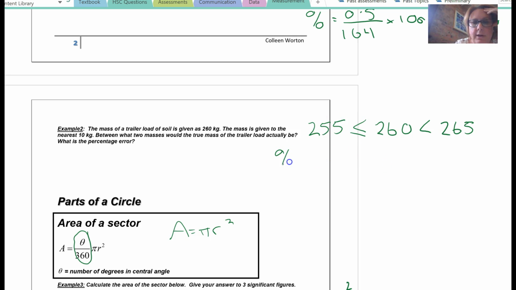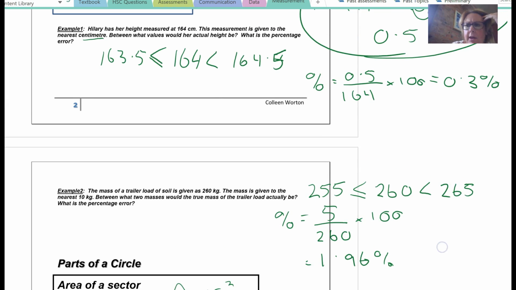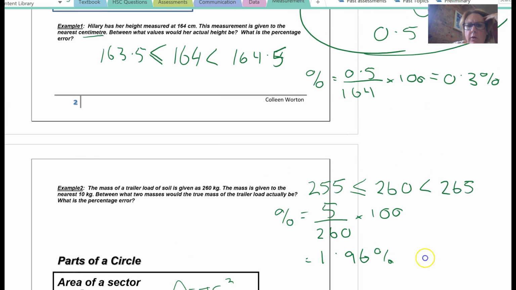And the percentage error is the absolute error, which is 5 on the original value times 100. Okay, and that error is 1.96%. And obviously, if I'm rounding to the nearest 10 of a kilo rather than the nearest kilo, the percentage error is going to be higher than up here where I rounded more accurately.